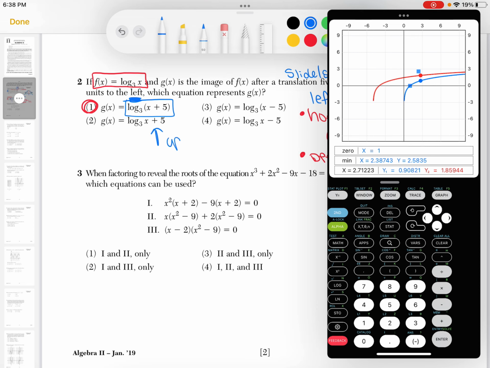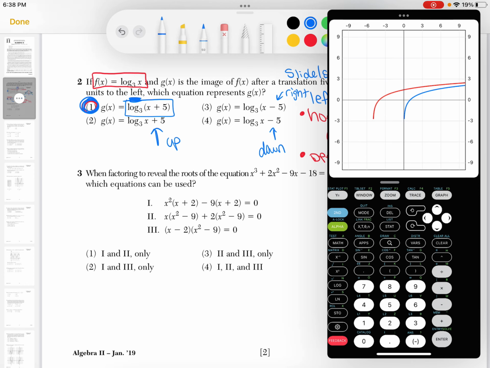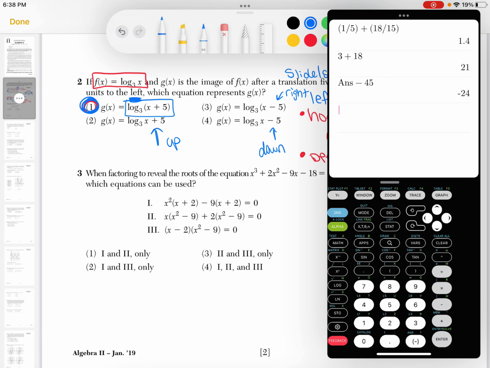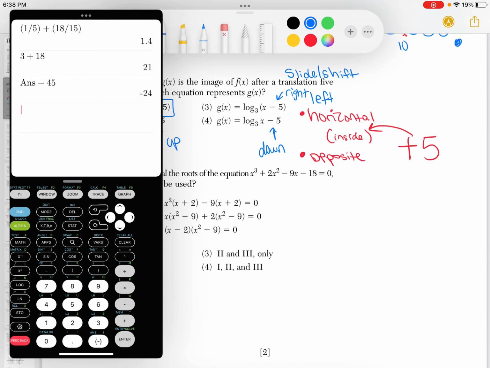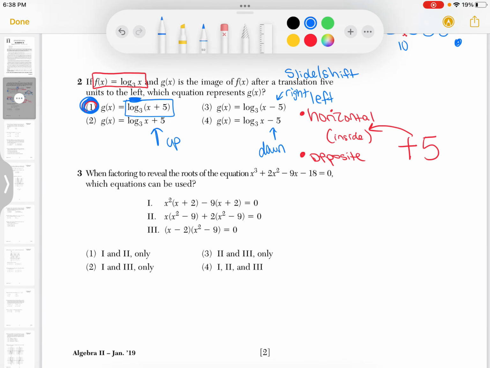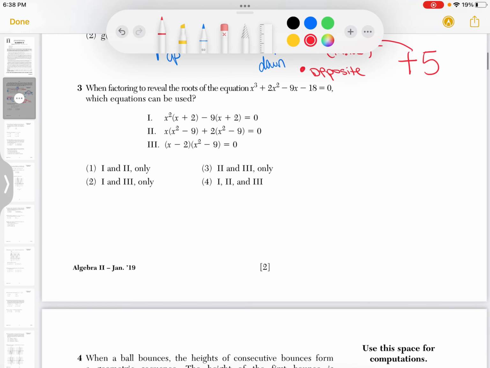It shifted to the left 5 units. If I graphed this one, it would have gone up 5. This one would have gone right 5. And if you graph this one again, just to make sure, it would have gone down 5. So you would very clearly see that this one's your answer. You can't do that for all of the shift examples, but if you can, definitely take advantage of that situation and double check your answer.